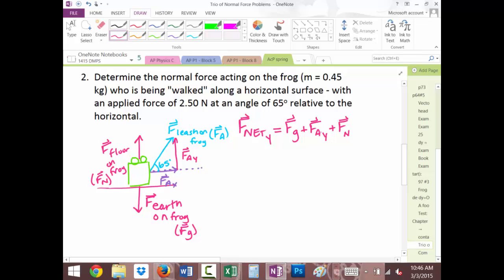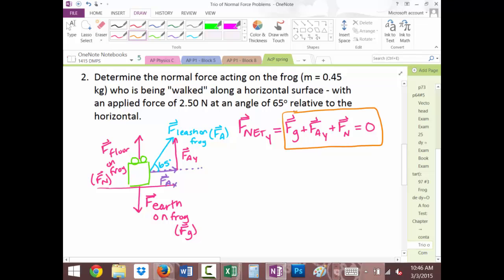Anything else acting in the y direction? Did you have anything else? No. Is the frog accelerating in the y direction? No. If he's not accelerating, what do you know about the net force in the y direction? It's 0. So I'm going to set that equal to 0. And I'm going to remember that this is the part that I really care about. That Fnet is just there to kind of help me. Okay? And now let's solve for Fn.